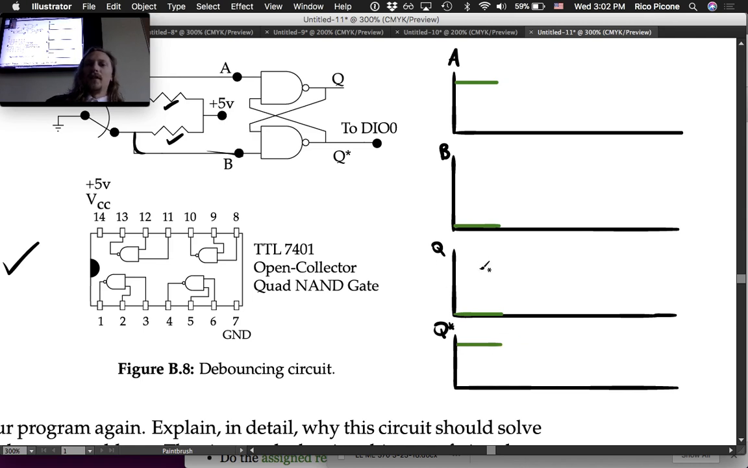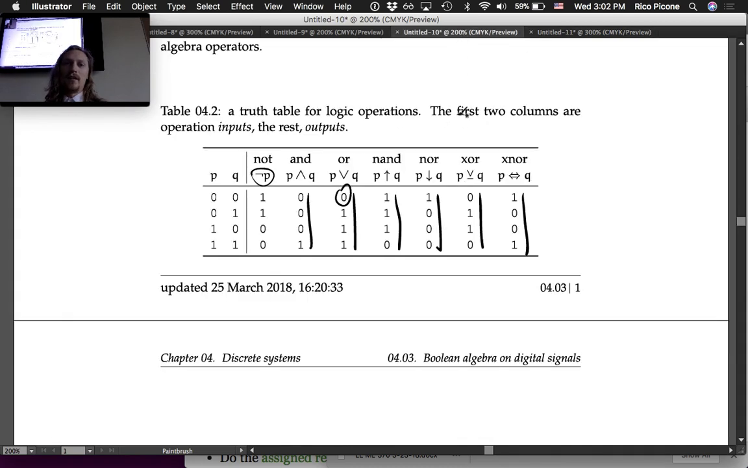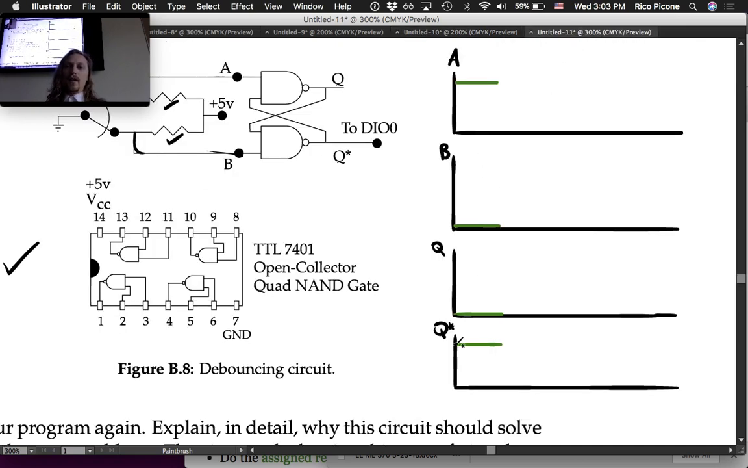And that's part of why this indeterminate value of Q doesn't matter. It doesn't matter what Q starts out at, because Q star has one of its inputs low. So if we know that B is low, then if any of them is low, all of these NAND outputs are true. So it's going to have to be true. Okay, so this is what we start out with.